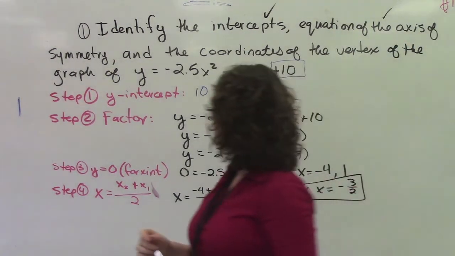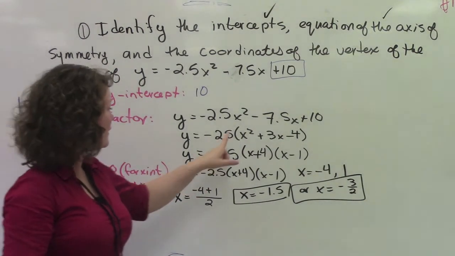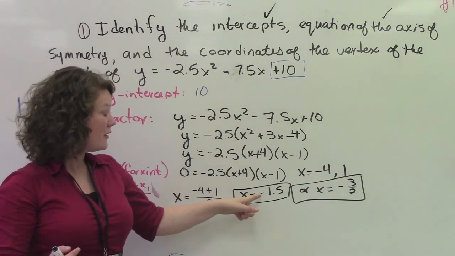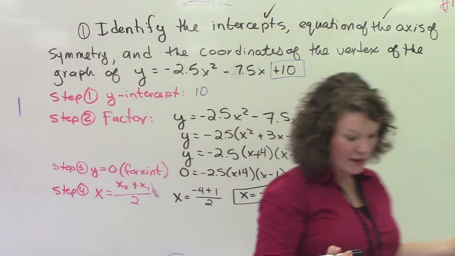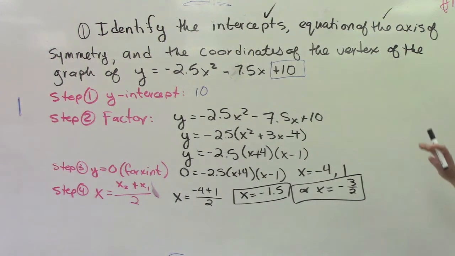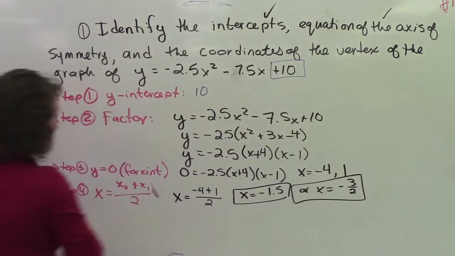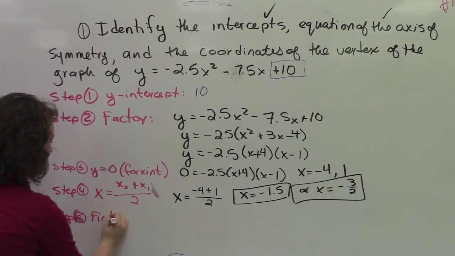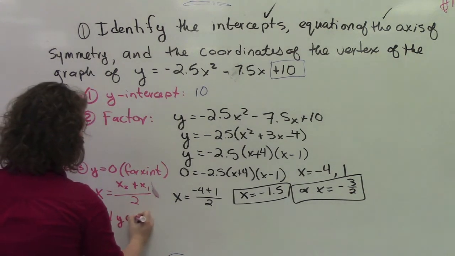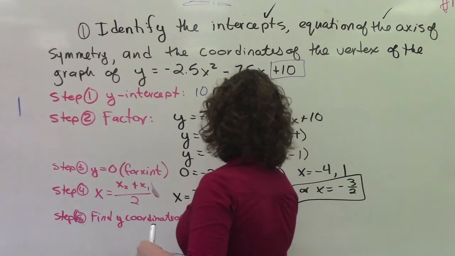The last thing that we need to do is figure out the coordinates of the vertex. Well, we know that the axis of symmetry goes through the vertex, so I know what my x value is. So all I need to do is plug it into my equation here, and then I can get the y value. So step 5. Find the y coordinate of the vertex.